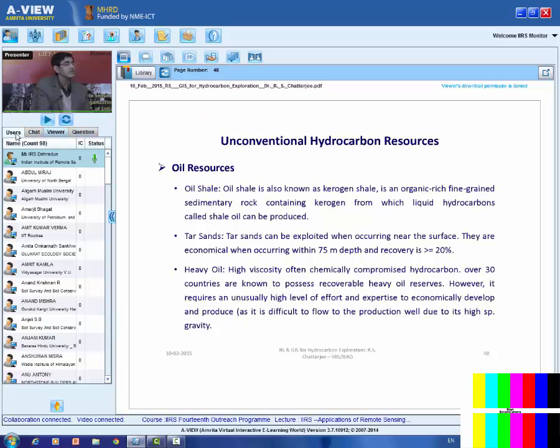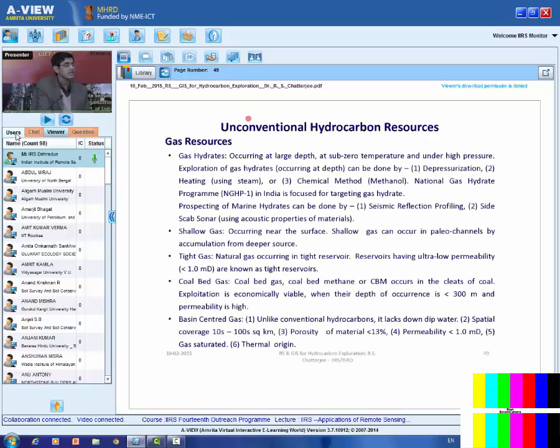Rather, we can focus on one of the applications, like coal bed methane exploration, how to explore coal bed methane, both remote sensing and data usage. In the case of unconventional hydrocarbon resources, there are gas hydrate, shallow gas, tight gas, and basin centered gas. Gas hydrate occurs at large depth, at sub-zero temperature, and under high pressure.